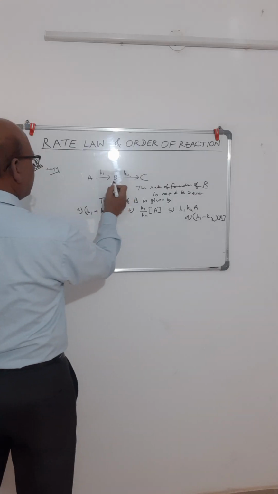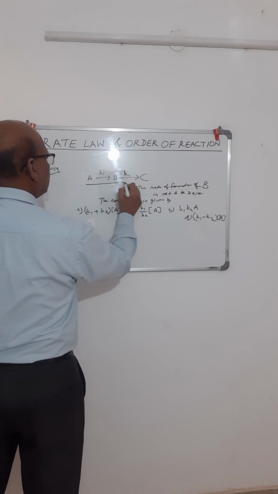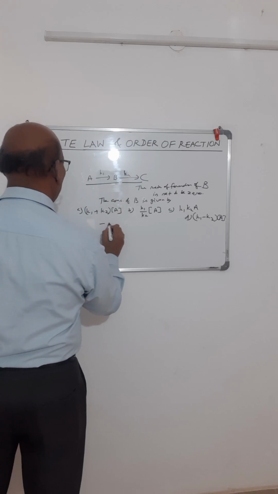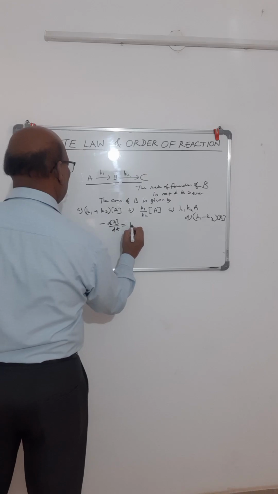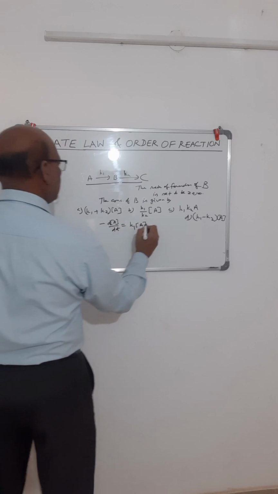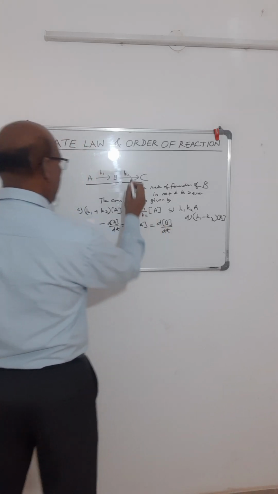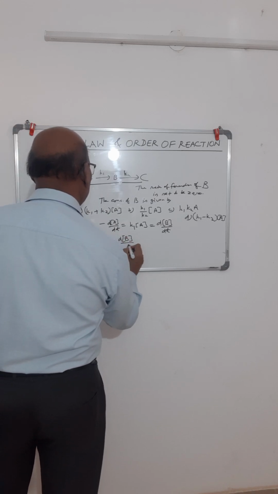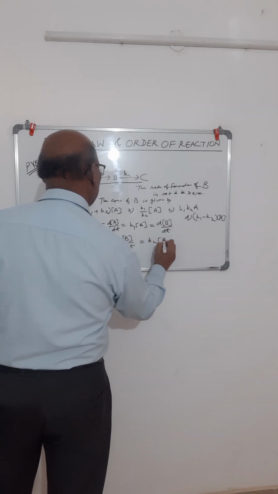This is a series reaction, so B is formed by the first reaction and B is disappearing by the second reaction. For the first reaction I can say minus dA upon dt equals K1 into A, which is equal to dB by dt. And for the second reaction I can say minus dB by dt is equal to K2 into B.